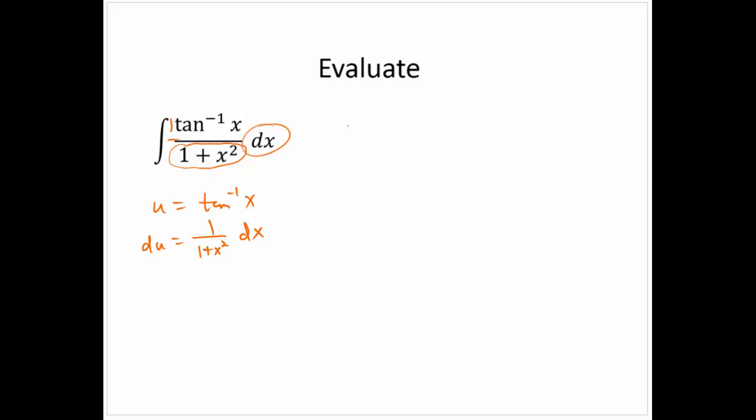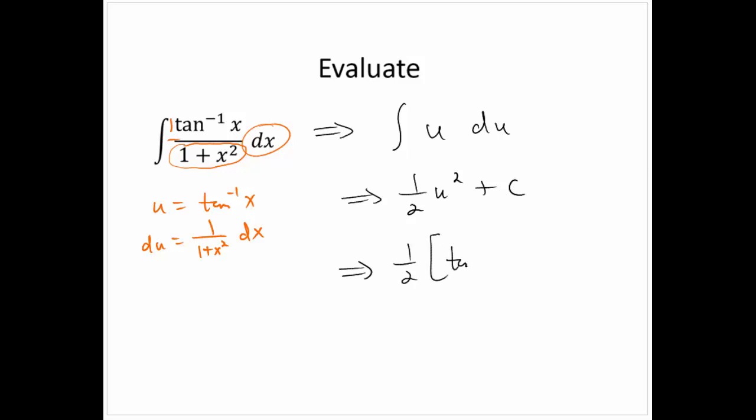So then this integral, after substitution, becomes the integral of u du, which is then 1/2 u squared plus a constant, and now substitute back in terms of x. This would be 1/2 tangent inverse x squared plus a constant.